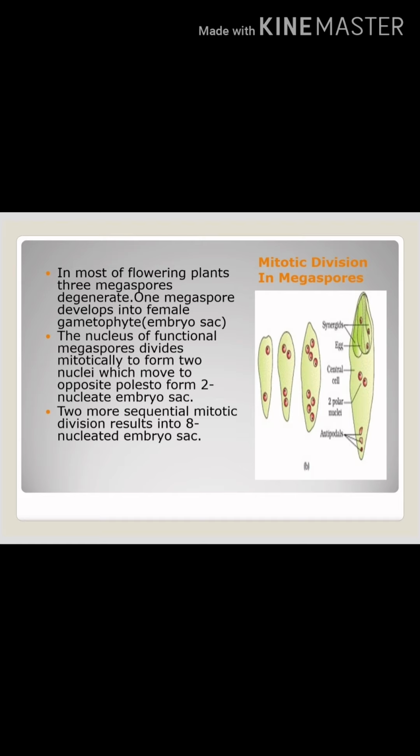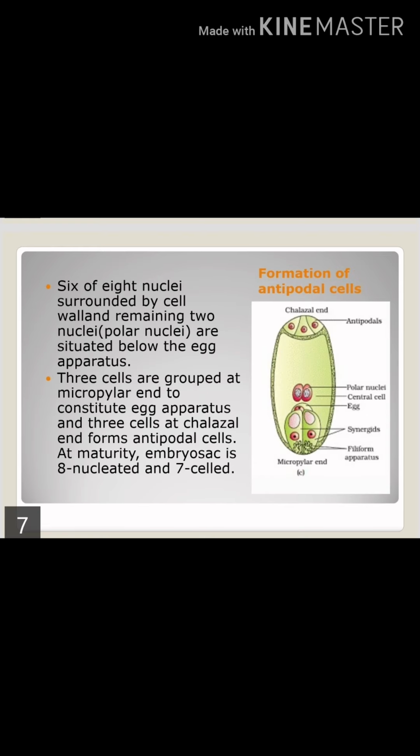Now moving to the next one. During the next event, 6 out of 8 nuclei are surrounded by cell walls, and the remaining 2 nuclei are situated below the egg apparatus. 3 cells are grouped at the micropylar end to constitute the egg apparatus, and the 3 cells at the chalazal end form the antipodal cells. At maturity, the embryo sac is 8 nucleate and 7 celled.